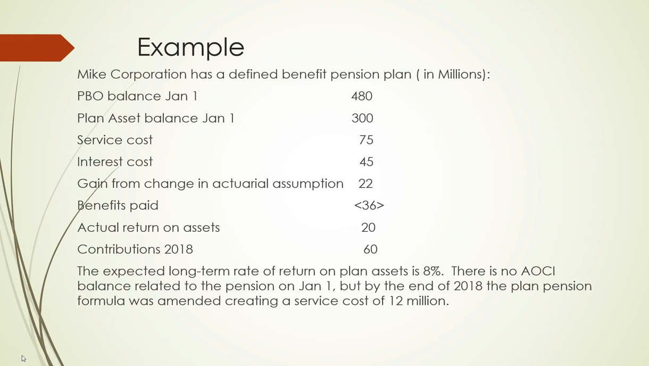They also tell us that the expected long-term rate of return on the plan assets had been 8%. So if we were to take 8% times 300, we can see that what we should have earned is $24, and what did we earn? We actually only earned 20, so we had a loss on that. There is no accumulated other comprehensive income or balance related to the pension on January 1st, but by the end of 2018, the pension formula was amended, creating a prior service cost of $12 million.